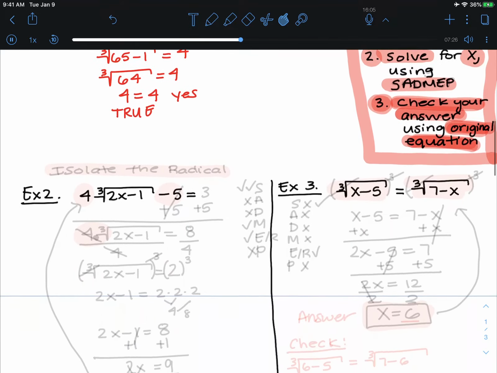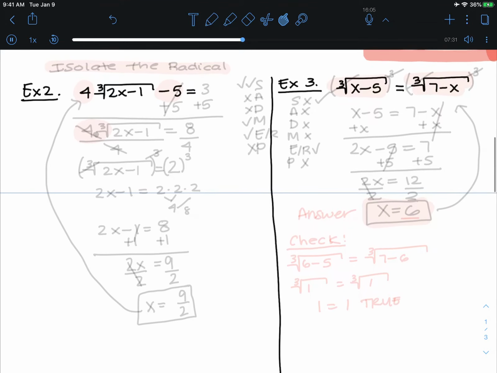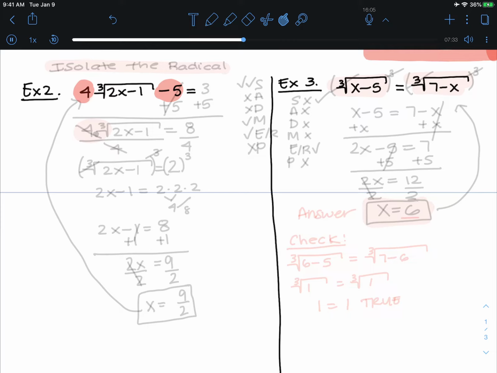Okay, so let's go ahead and do example number 2. Now, if you notice in example number 2, there's something a little bit different. We have this minus 5, and then we have this 4 up here in the front. So in order for you guys to solve this problem, you need to make sure that you isolate the radical. Okay, isolate the radical. But SWBAT is kind of already going to tell us to do that anyways.